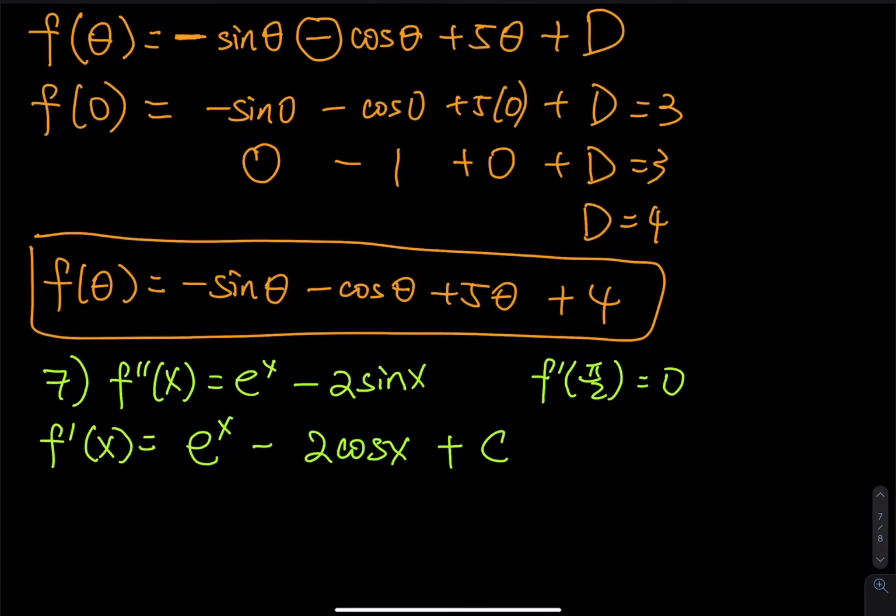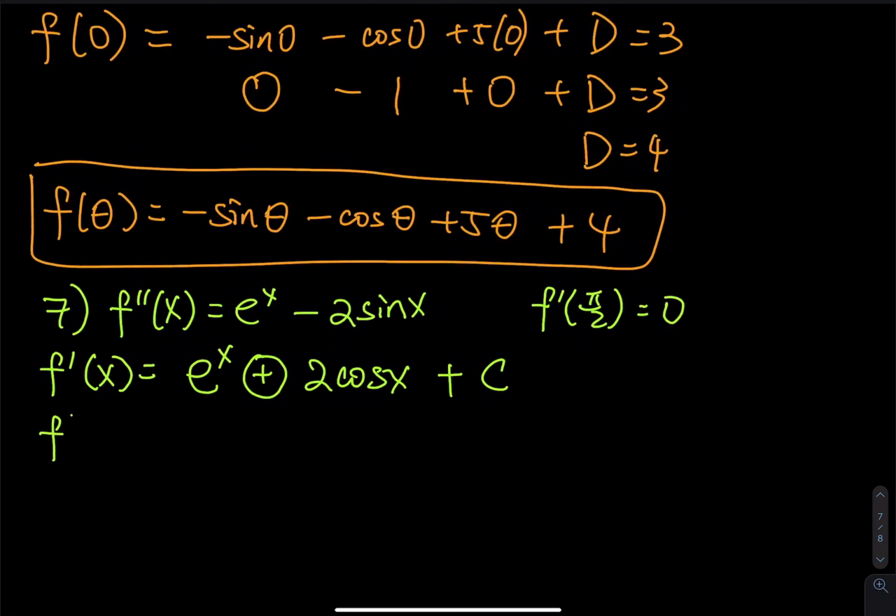Double check my work. When it comes with sine and cosine, you have to be careful. The derivative of cosine is negative sine, right? But here is another negative. So if you have a negative negative, the f double prime is supposed to be positive, but the given is negative, then this must be a positive. And then you plug in the pi over 2. That is equal to e to the pi over 2 plus 2 cosine pi over 2 plus c equals 0. Cosine pi over 2 is equal to 0.